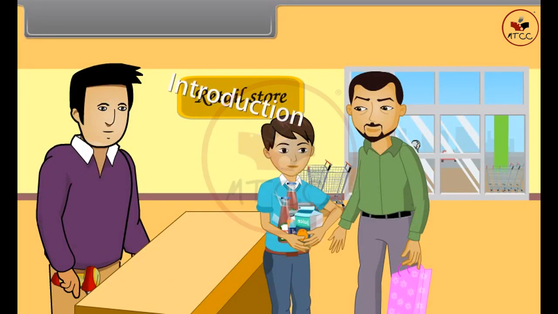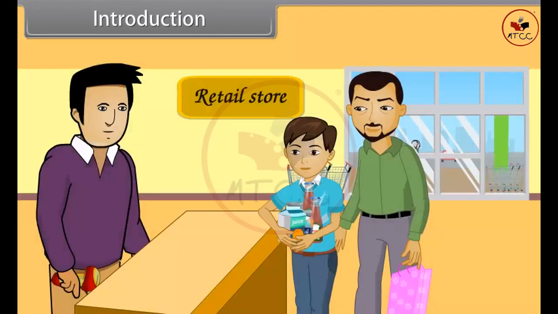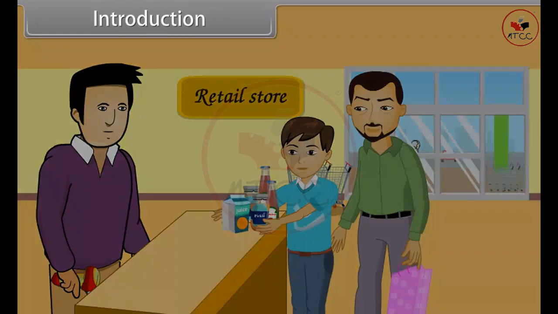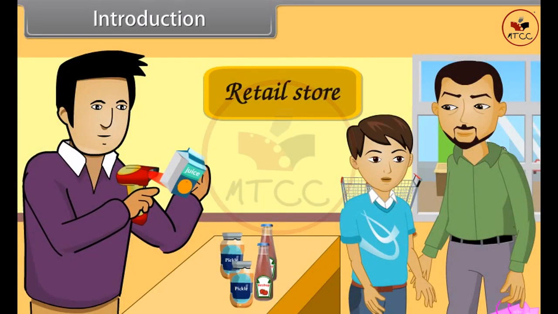Son, put all the items on the counter table for billing. Yes, Father. Father, I want to ask you something. Yes, son, you can ask. Father, the shopkeeper is using some light device to access the details of all the goods. What is it and how does it work?